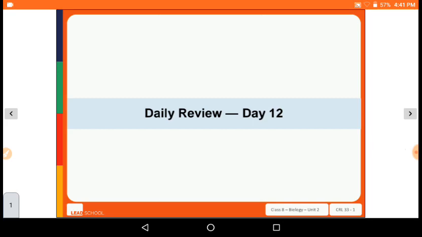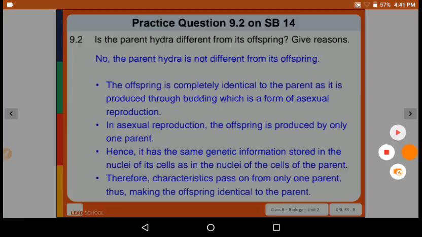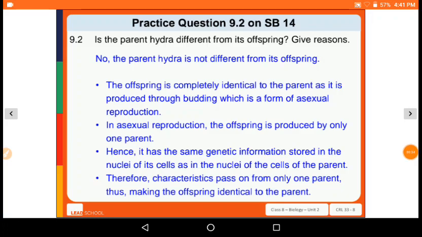Today we will discuss reproduction in animals or organisms. Before we start today's topic, let us solve one practice question. Practice question number 9.2 on your SB14: is the parent hydra different from the offspring?